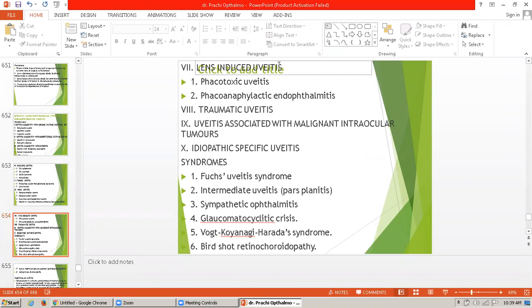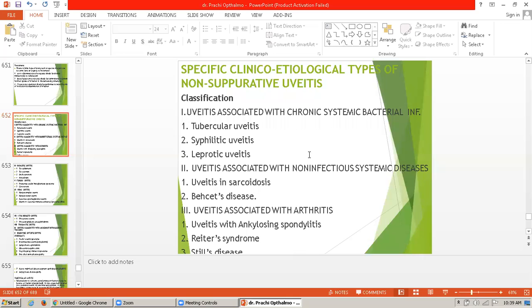Next is lens-induced uveitis, in which there is phacotoxic uveitis and phacoanaphylactic endophthalmitis. Next is traumatic uveitis, and ninth is uveitis associated with malignant intraocular tumor. Last is idiopathic specific uveitis. So this is the classification of specific clinico-etiological types of non-suppurative uveitis.